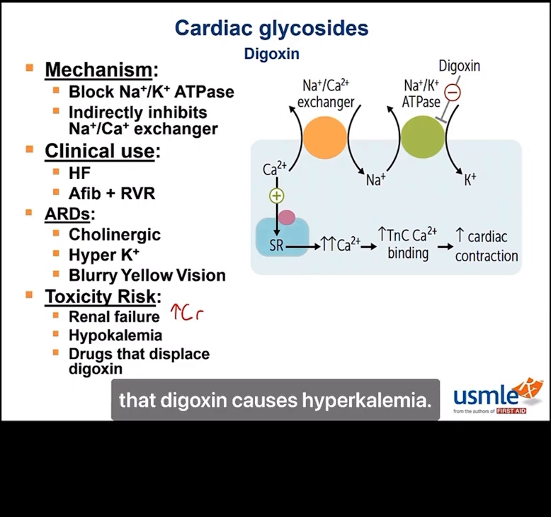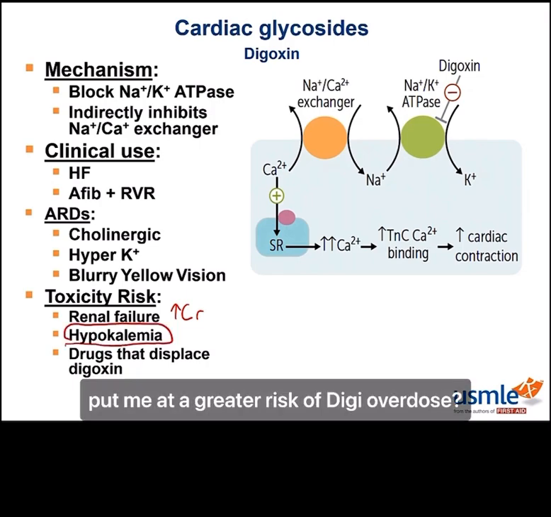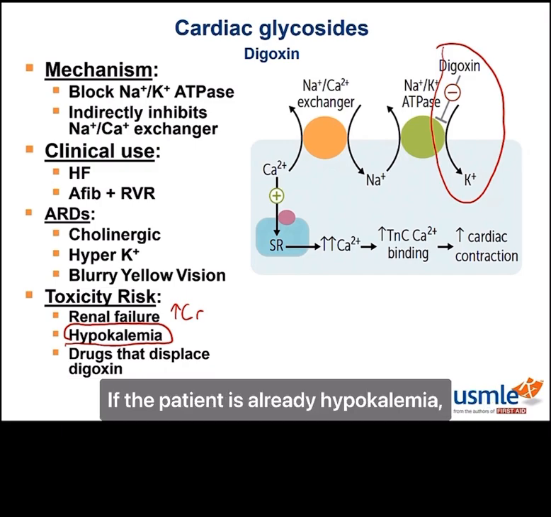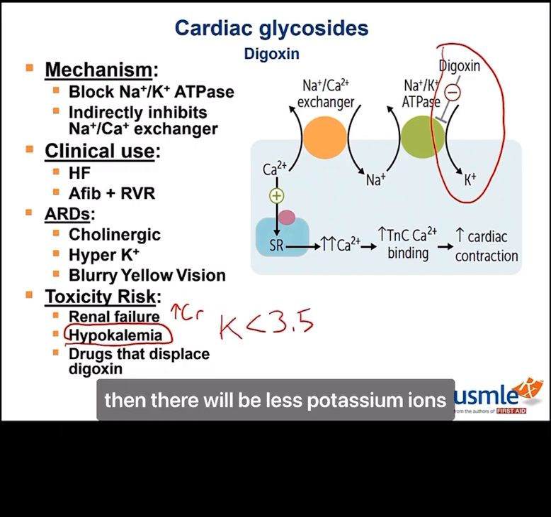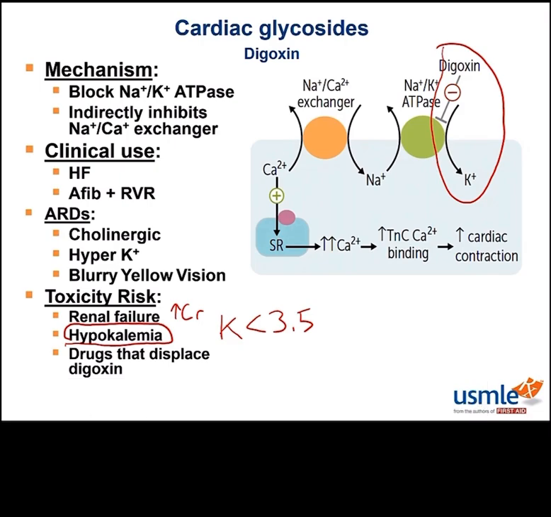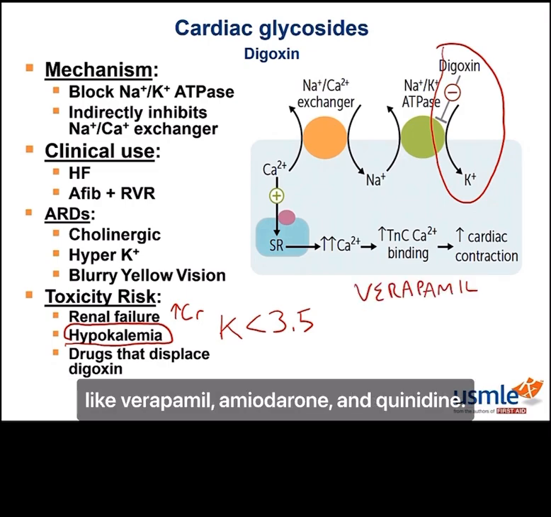Now wait a minute, Pete. You just said that digoxin causes hyperkalemia. So why would having hypokalemia put me at a greater risk of digi-overdose? Well, digoxin competes with potassium on the extracellular sodium-potassium ATPase. If the patient is already hypokalemic, then there will be less potassium ions to compete with digoxin at the pump. This can exacerbate the degree of blockade. Digoxin binds albumin, but so do other drugs like verapamil, amiodarone, and quinidine.